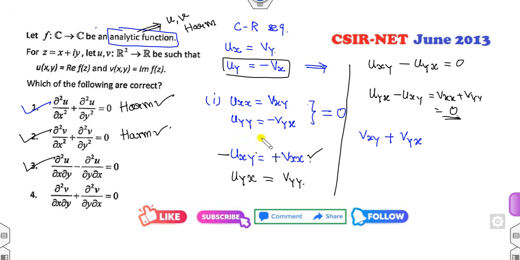If you add, I need a plus, so I can subtract them. So it will be uxx minus uyy, which is my non-zero. So this option is cancelled. A, B, C are the right answer of this problem.